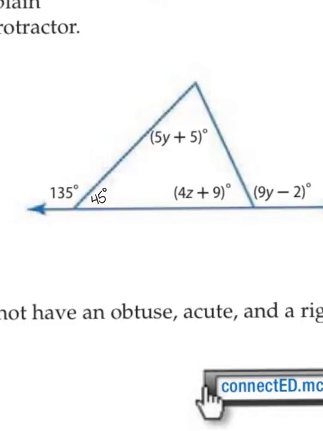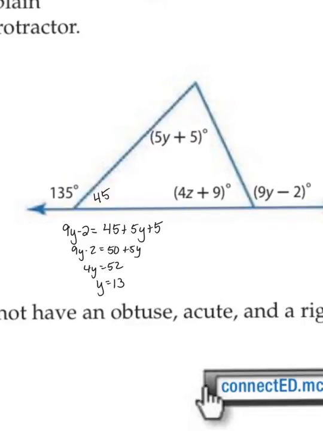Now, do you see how the 9y minus 2 angle is an exterior angle as well? It is an exterior angle, and it's going to be equal to not its adjacent angle, but its two remote interiors. So I'm going to add those two remote interiors. I think that's going to make things easier for us. Put my 45 back up there. Okay. So let's just make this as clean algebra as we can. 4y is 52, so y is 13.